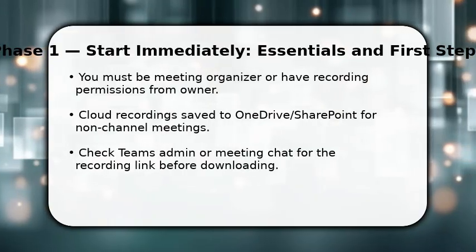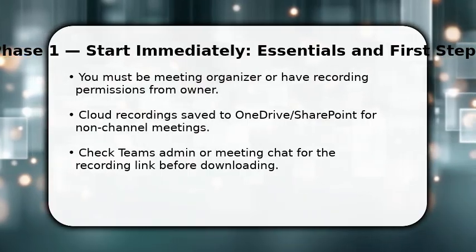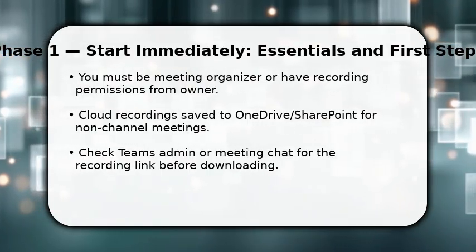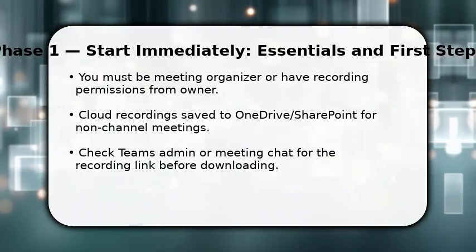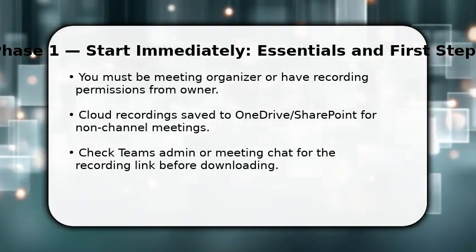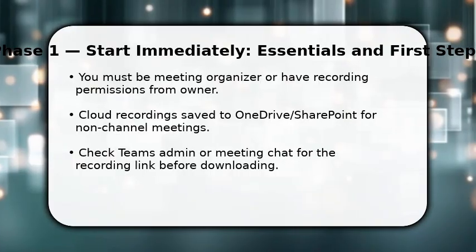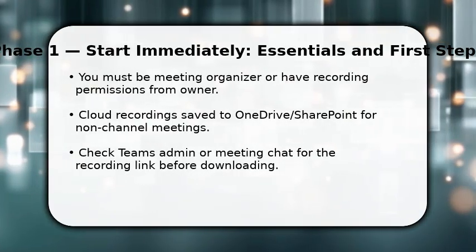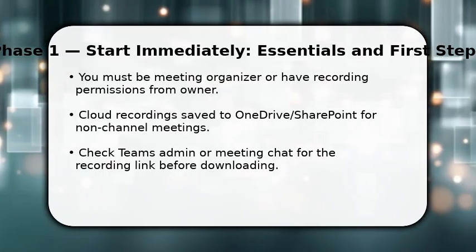Start by ensuring you have recording access. You need to be the organizer or be granted permission. In Teams, locate the meeting chat or channel where the recording appears. Once you find the recording entry, click the three dots or the overflow menu to reveal options.